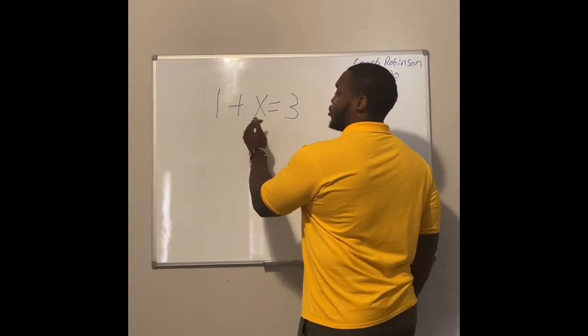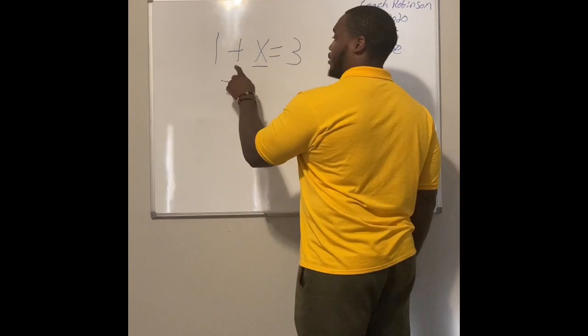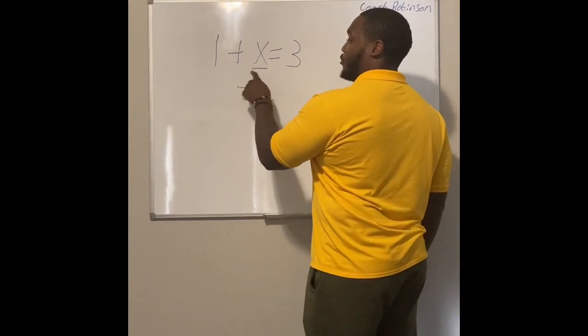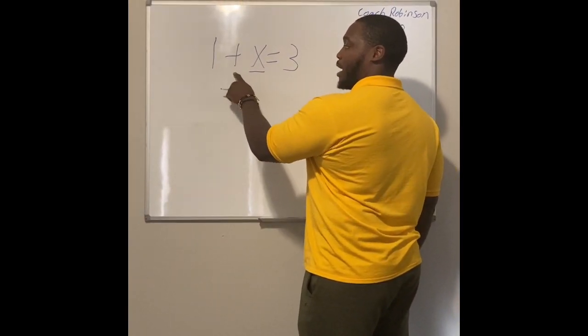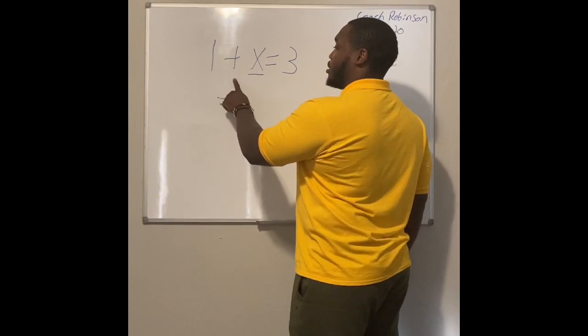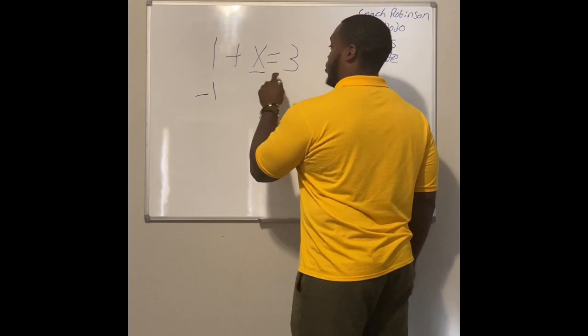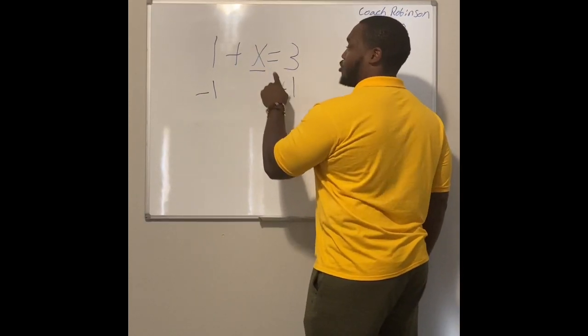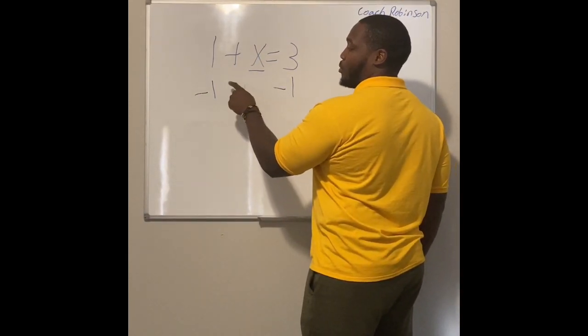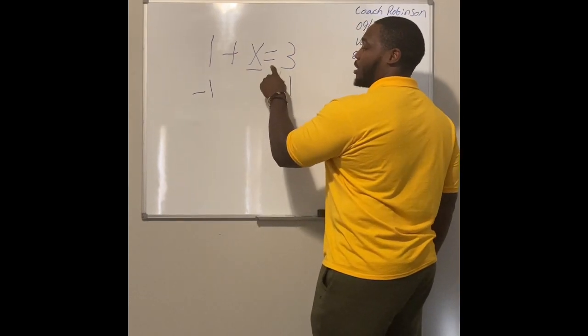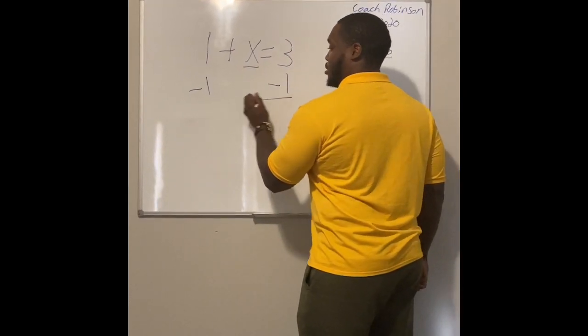First and foremost, you want to isolate x. Okay, there's an addition problem. In order for you to isolate the x, you have to do the opposite of the operation. So we have to subtract 1 from here and 1 from here. The algebra rule states whatever you do on one side of the equal sign, you have to do to the other side as well, right?